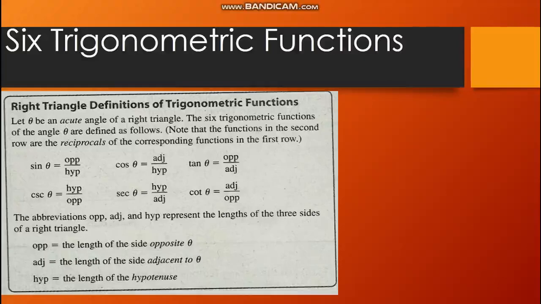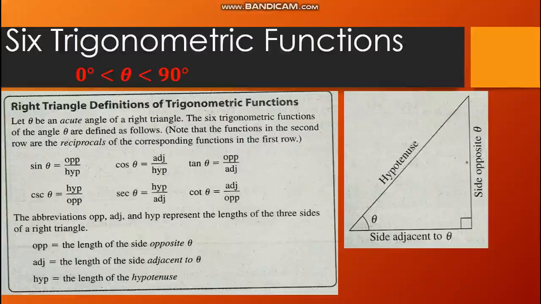We have the right triangle definitions of trigonometric functions. Let theta be an acute angle of a right triangle. Now, take note, yung ating ditong theta is an acute angle, greater than 0 and less than 90 degrees, which means yung ating angle theta lies in the first quadrant. Okay? And therefore, yung ating pong 6 trigonometric functions, kapag theta is located sa ating first quadrant, they are all positive. Okay?